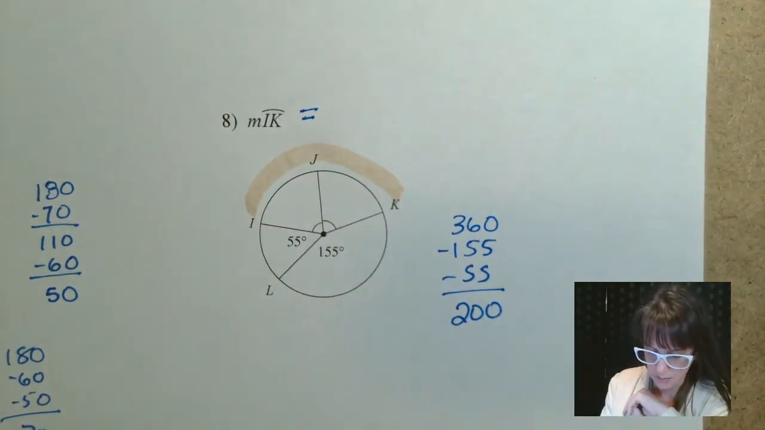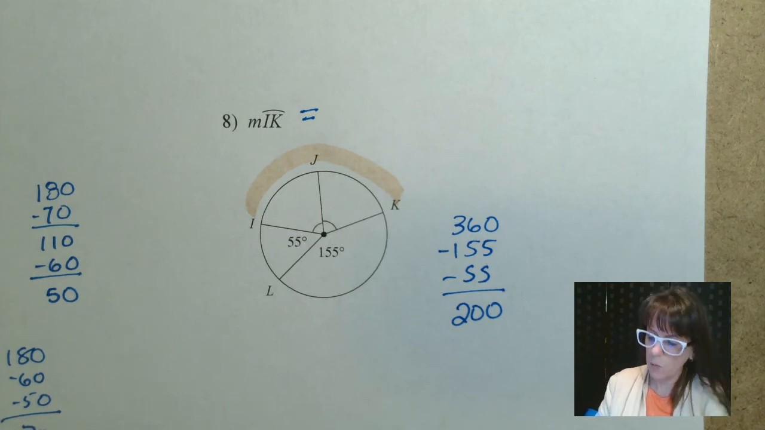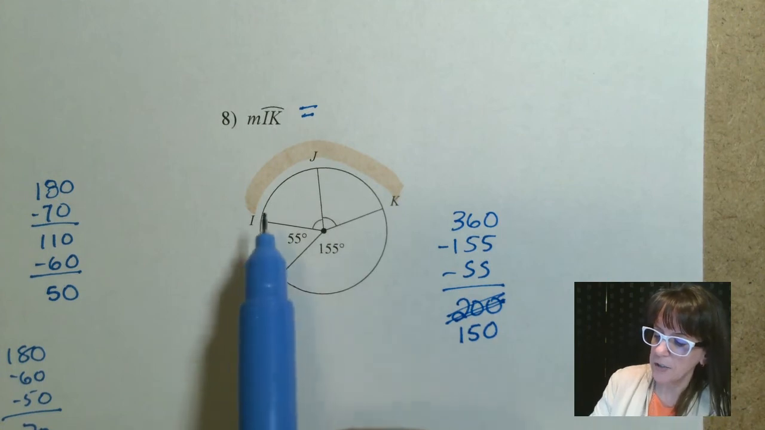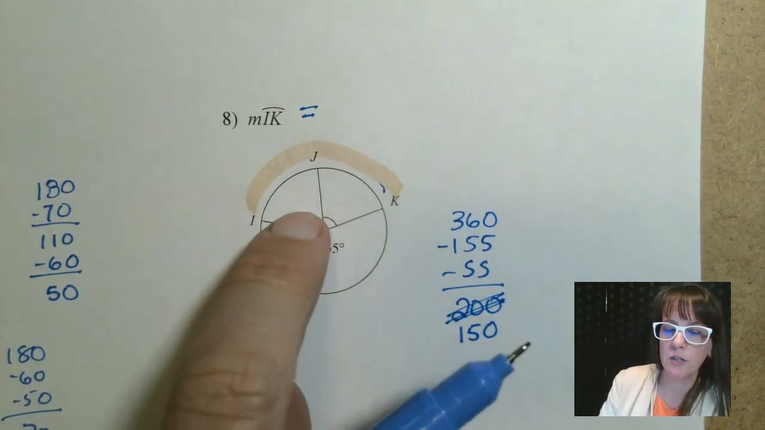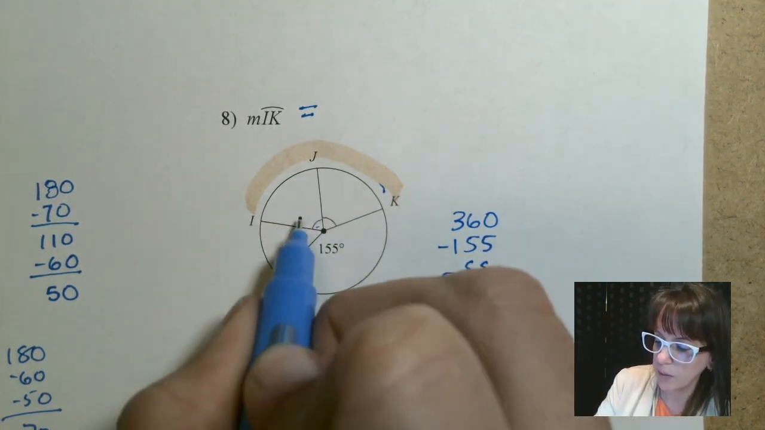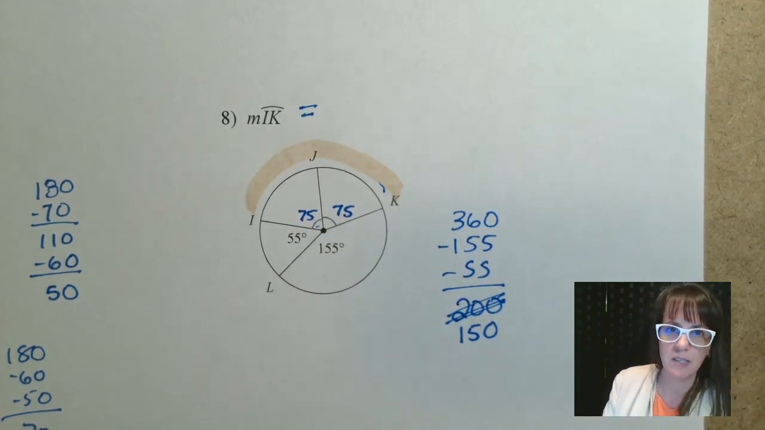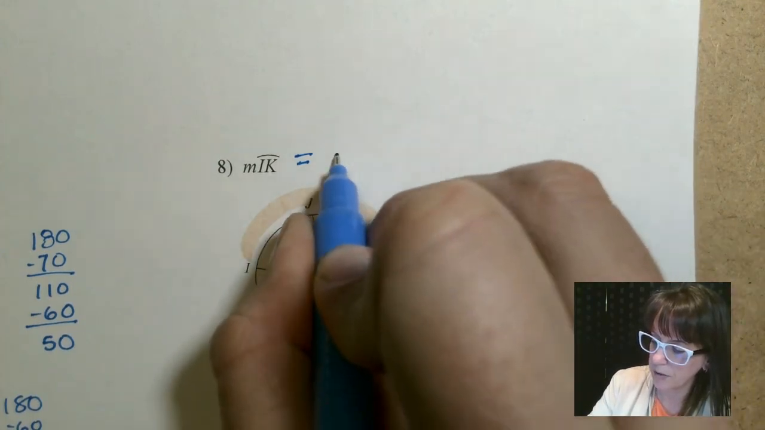But let me make sure I've got that. Oh, I did that wrong. 360 minus, I'm like, that doesn't seem to add up. It's 150. I'm so sorry. It is 150. So this whole thing here is 150. Now, if I wanted to determine which each of these individually are, because they're congruent, this would be 75 and this would be 75, because 75 and 75 would give us that 150. But for arc IK, it is 150.